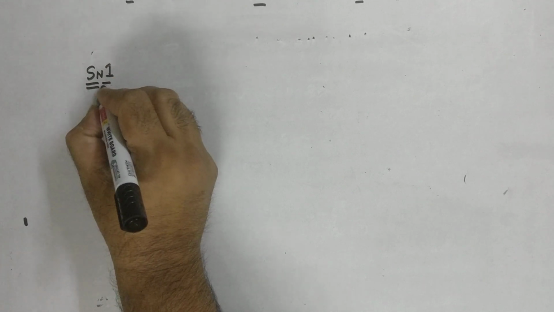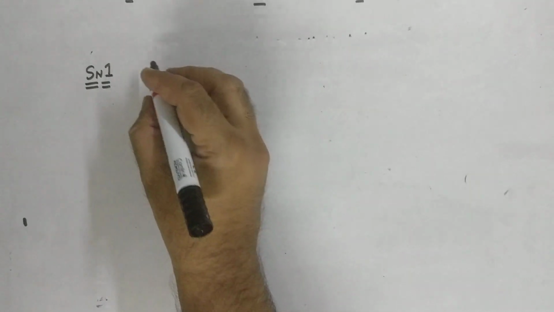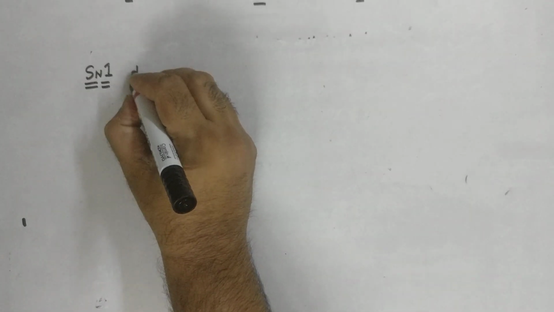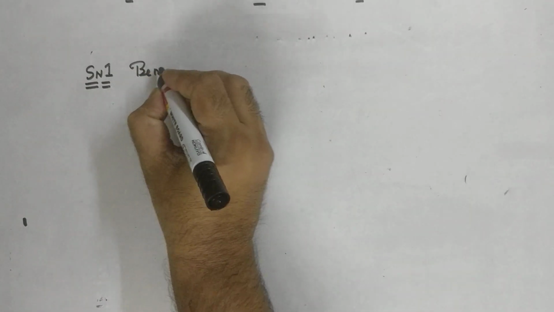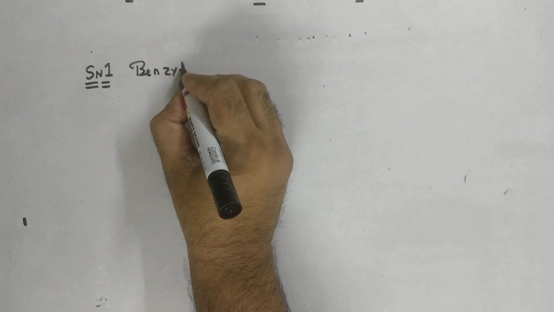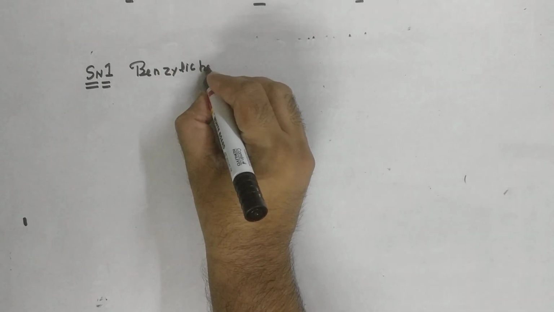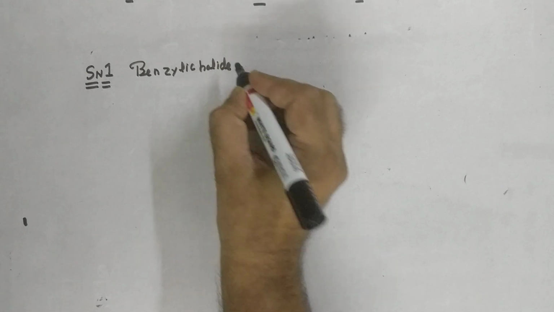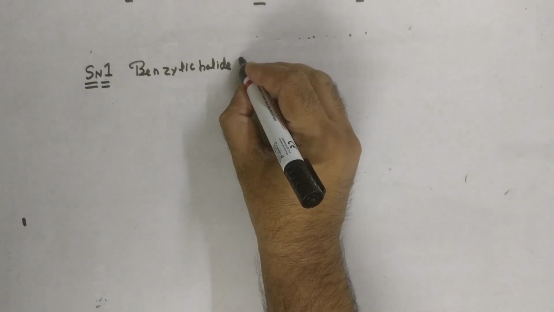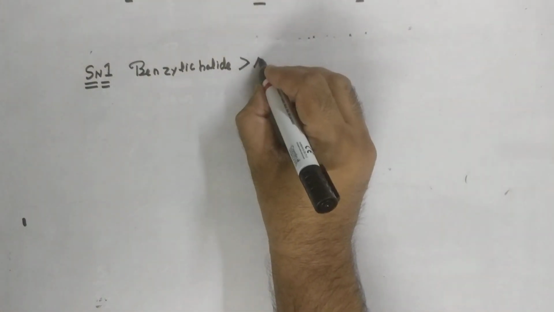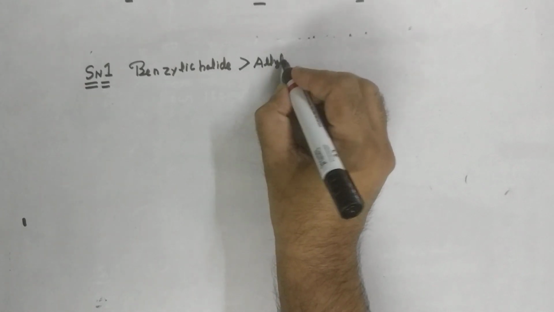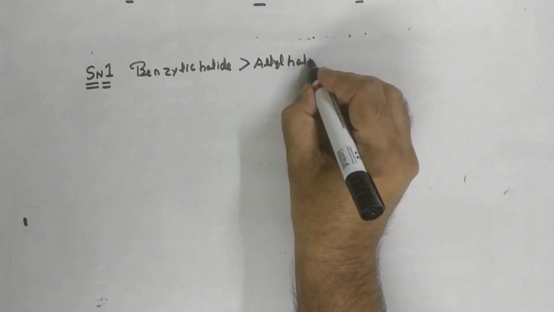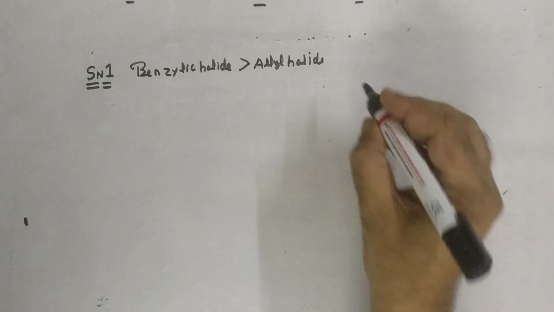unimolecular nucleophilic substitution reaction, you will find that the one which is most reactive is your benzylic halide. Remember, benzylic halide has a halogen on the benzylic carbon. What's a benzylic carbon? Directly attached to the benzene ring. So the benzylic halides are most reactive because they form carbocations which are highly resonance stabilized, followed by allyl halide. They also form carbocations which are resonance stabilized.